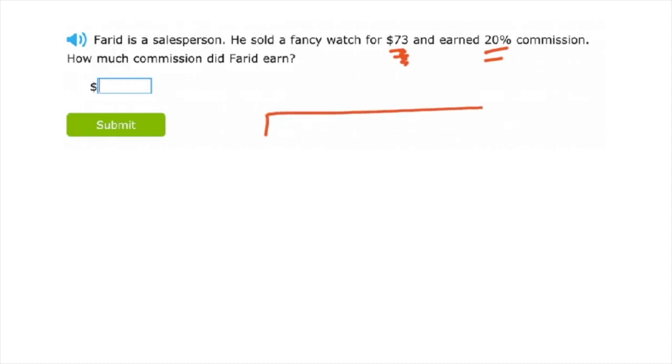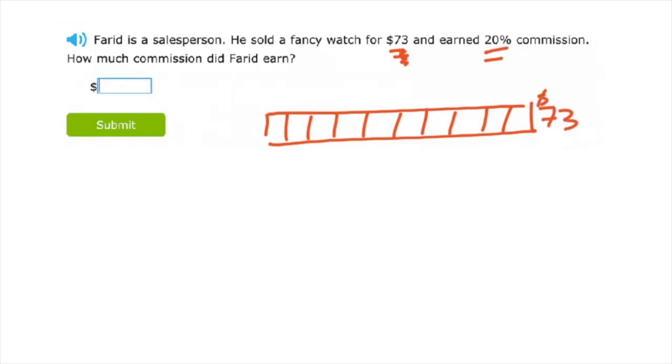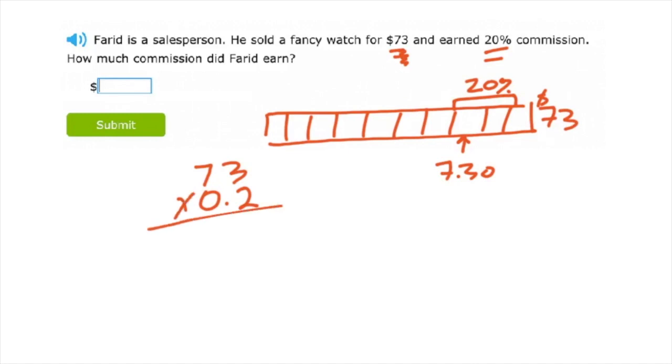One would be to do a tape diagram. So on this one we would do our 10 boxes. We know the total is $73, which means that each box right here represents $7.30. And then we would just consider that Farid gets 2 boxes worth, right, for 20% if every box is 10. Another way to solve would be to take this 0.2, which is the decimal for 20%, and multiply that times, well, no decimal there, right, 73.